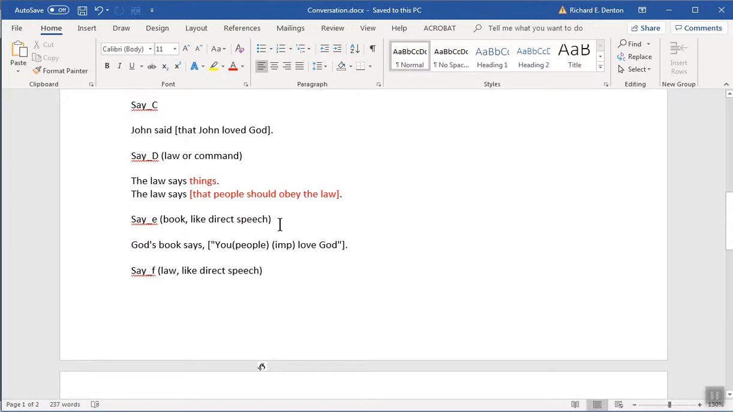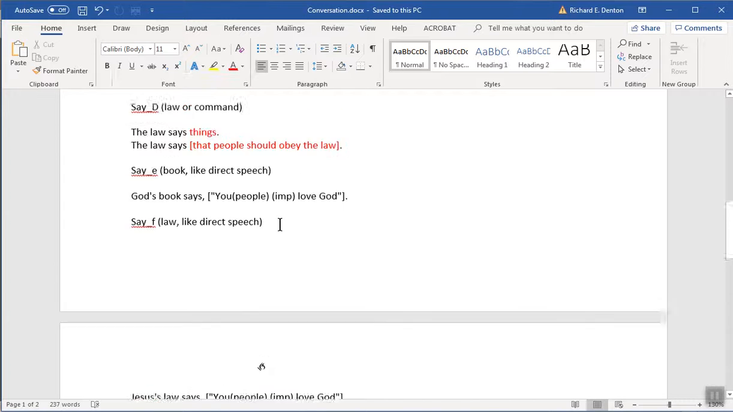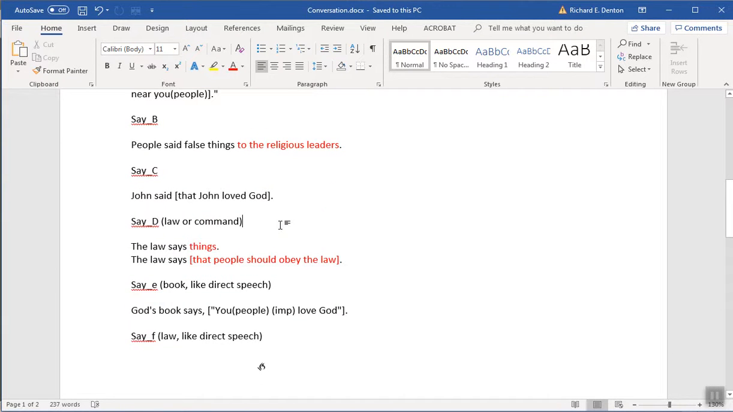The next three forms of say are specialized for laws or books. Say D has two different forms. Probably this should be broken up into two separate sentences, but two different senses for say. But right now it's one, and there's an optional patient argument. The law says things, or an optional patient proposition. The law says that people should obey the law.